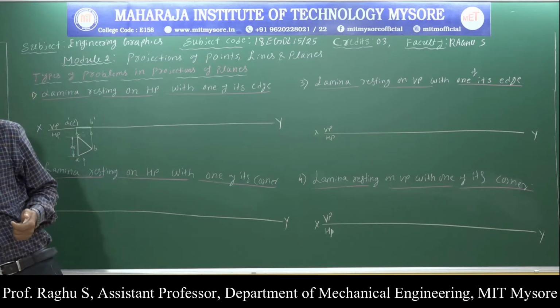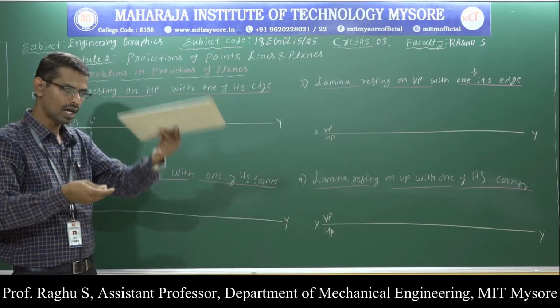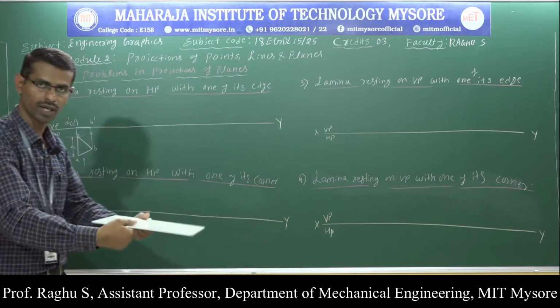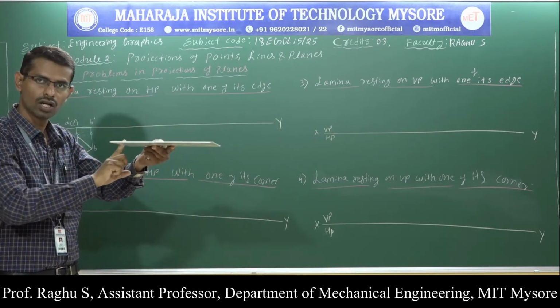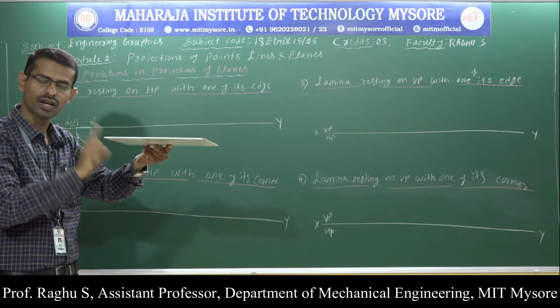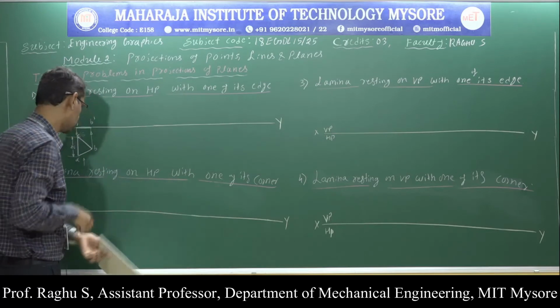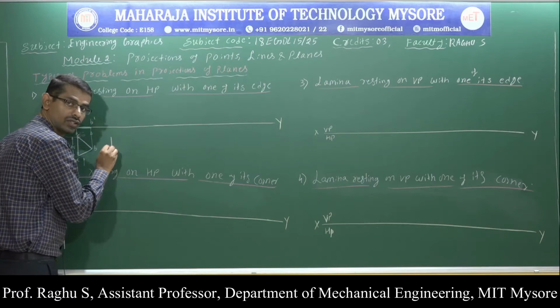Similarly, square lamina. Take a square lamina resting on HP, the horizontal plane, with one of its sides. This is the resting side. Here the left side is considered as the resting side. Therefore, towards your left side, draw the square lamina. This is the resting side.